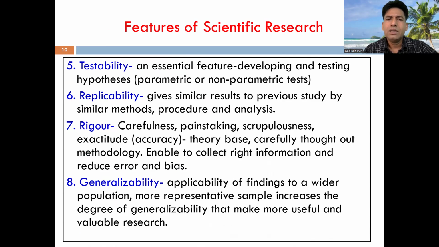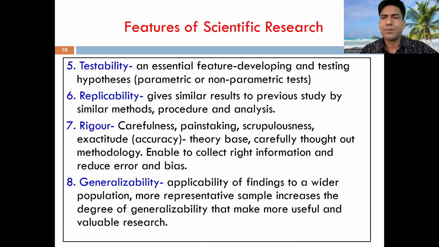Next one is testability, another characteristic. Testability means it is an essential feature of developing and testing hypotheses. Maybe we apply a parametric or non-parametric test. Next one is replicability. Replicability means the findings of the research should be replicable, should be generalizable. It gives similar results to a previous study by similar methods, procedures, and analysis.